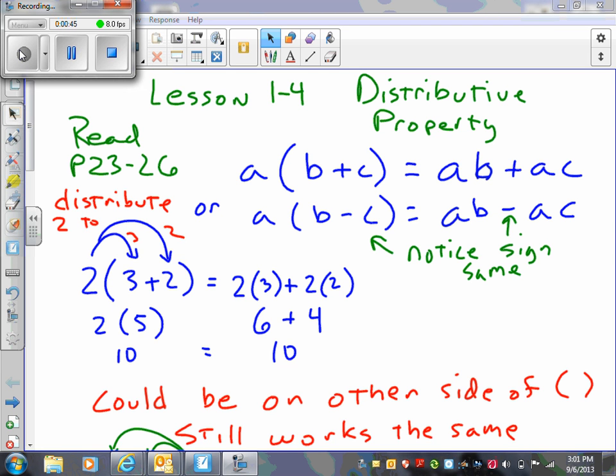Now, if you have problems that have negative numbers, say A was negative and C was a minus sign, remember that a minus times a minus is a plus, so you put a plus sign.